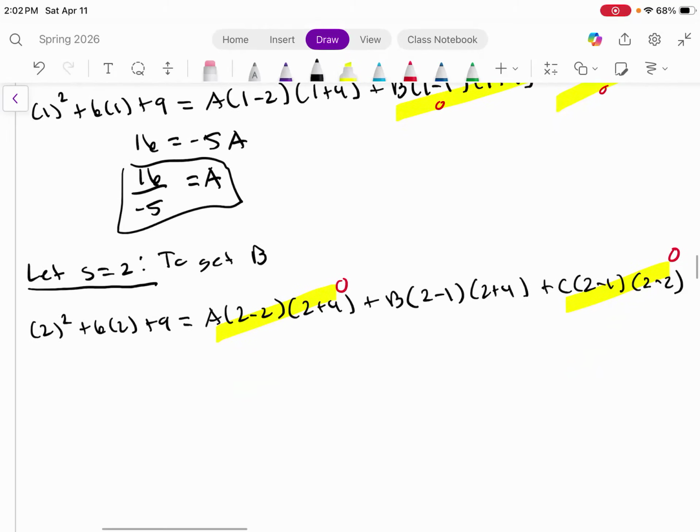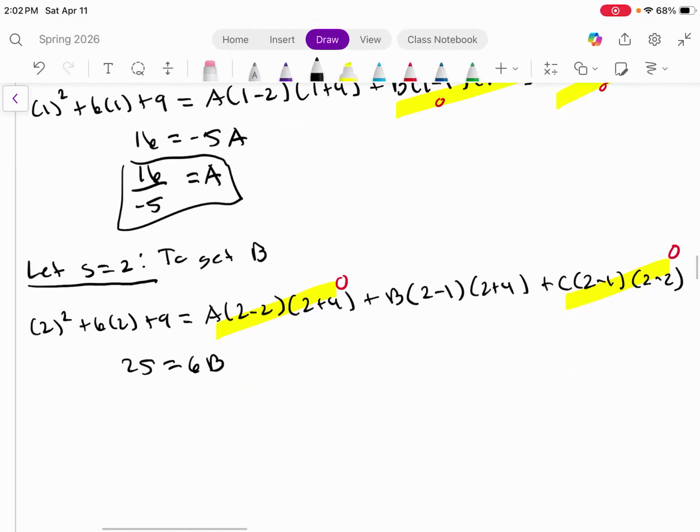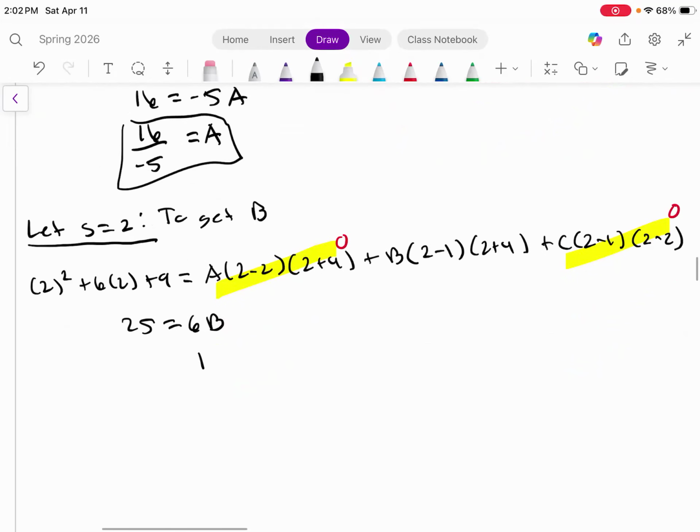And so what I'm left with, 2 squared, that's 4. 4 plus 6 times 2 is 12, so 16, 25. All right. And so what I'm left with is 6B. And so B is just 25 divided by 6.